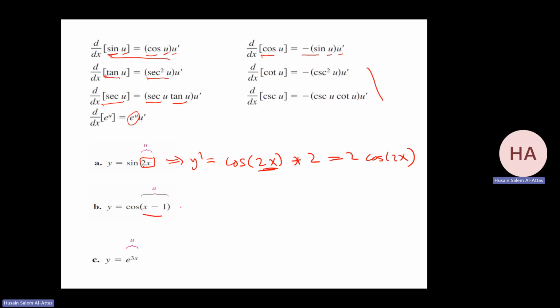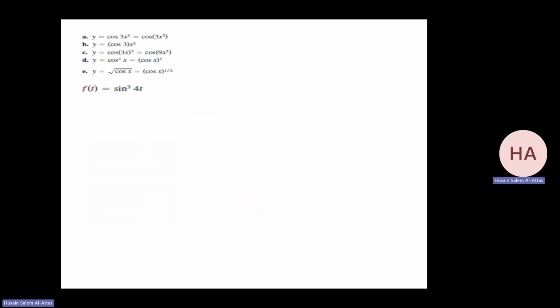What about this one? Now, y prime, I have cosine of u. That will be minus sine of u times the derivative of this, which is 1, so that has no effect. Now, this is e to the power u, and this is u. So what will be the derivative? E to the power u times the derivative of u, which is 3. So that will be 3 e to the power 3x. Okay, let me do more problems.